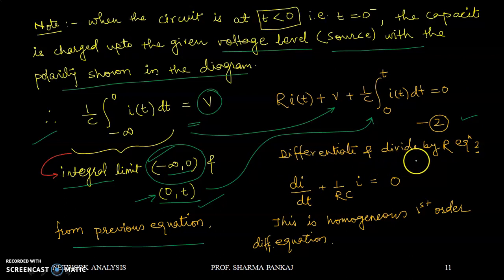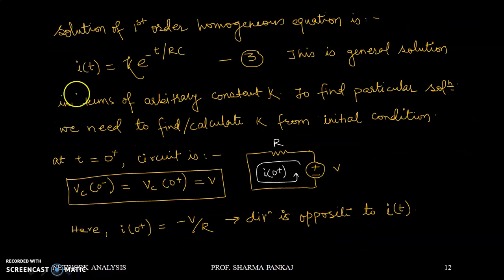Now differentiate and divide this equation by R. So it will be di by dt plus 1 by RC i is equal to 0. This is a homogeneous first order differential equation. We have seen how to get the solution of homogeneous first order differential equations in the previous case study. So it will be i(t) is equal to k into e raised to power minus t by RC, the solution of the first order homogeneous equation. We have learned this. Call it equation number 3.